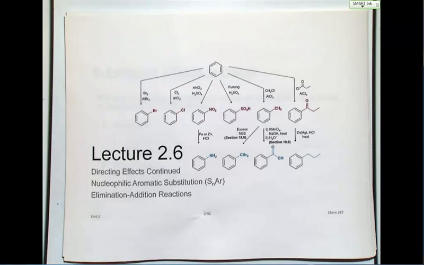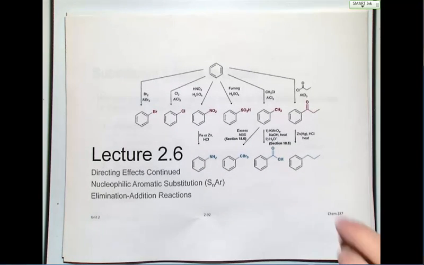We're going to wrap up today the directing effects and substituents. We'll look at multiple substituents and how you make a decision about where the new substituent goes, the third substituent, and it's actually pretty easy to make this prediction. And then we'll talk about a few other reactions that have to do with aromatic rings. These are not electrophilic aromatic substitutions, and they require really harsh conditions, but they allow some interesting reactivity for benzene.